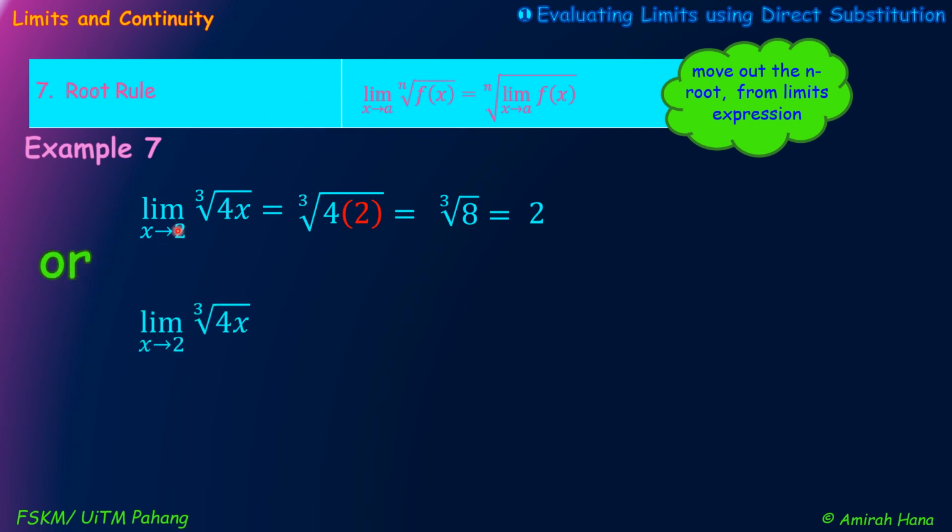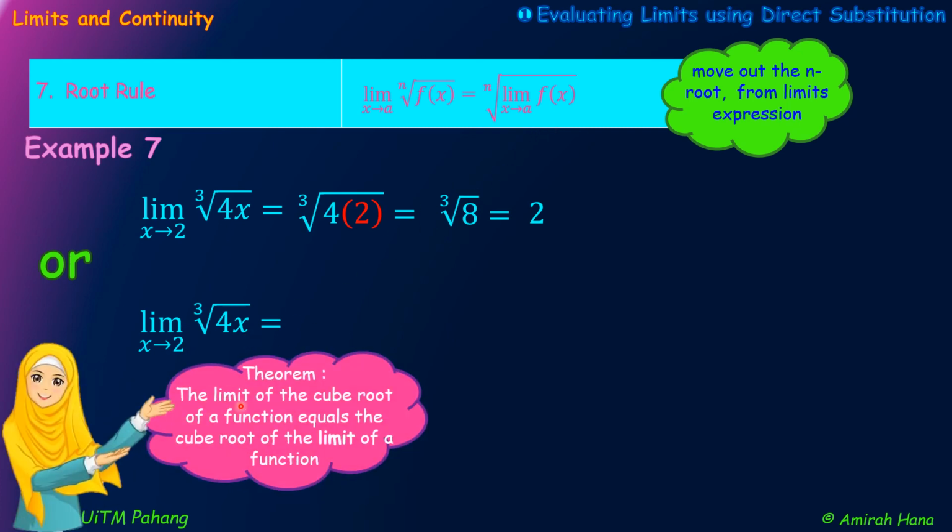Or from the same example, when we have limit x approaches 2 of the cubic root of 4x, using this theorem, the limit of cube root of a function equals the cube root of the limit of a function. So we can write this. We move out cubic root from limit expression. So we get cubic root of limit x approaches 2 of f(x). After that we use direct substitution. So we just replace 2 into variable x here.